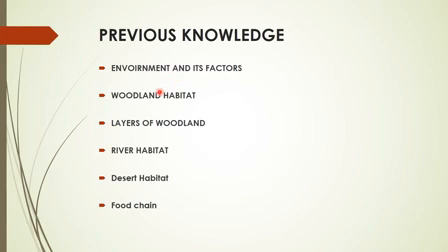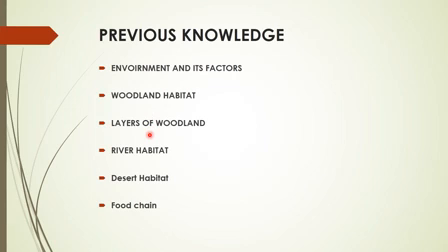Now then we discussed the woodland habitat. We said that woodland is divided into four layers. The first layer was the tree layer, which is also called the canopy. The second is the shrub layer, the third is the field layer, and the fourth one is the ground layer.